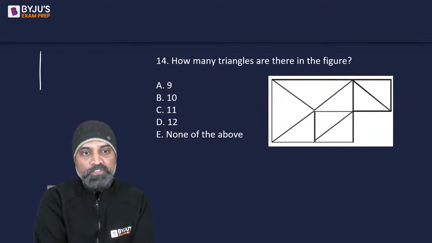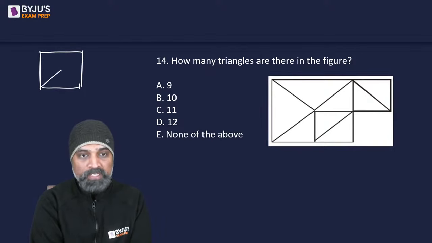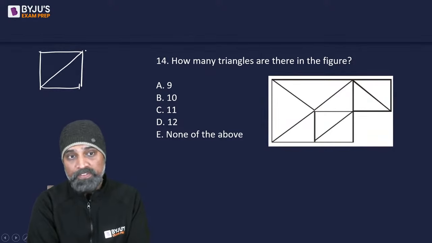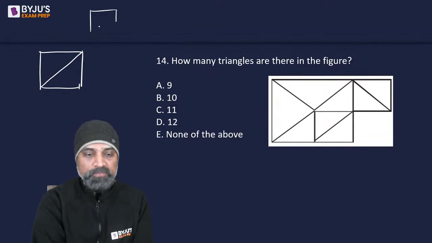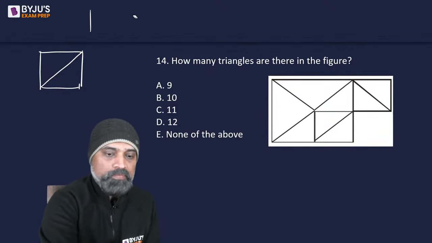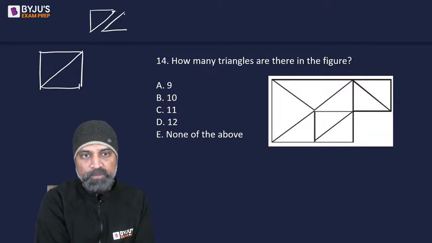So first of all, we have this particular large square. We do not have triangles so far. The moment I draw this, we have two triangles, right? We have this particular triangle, and then we have the bottom one.